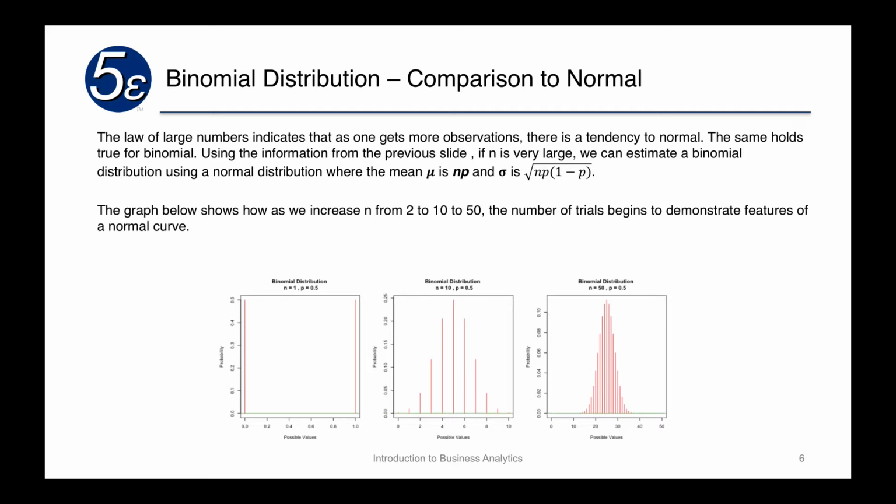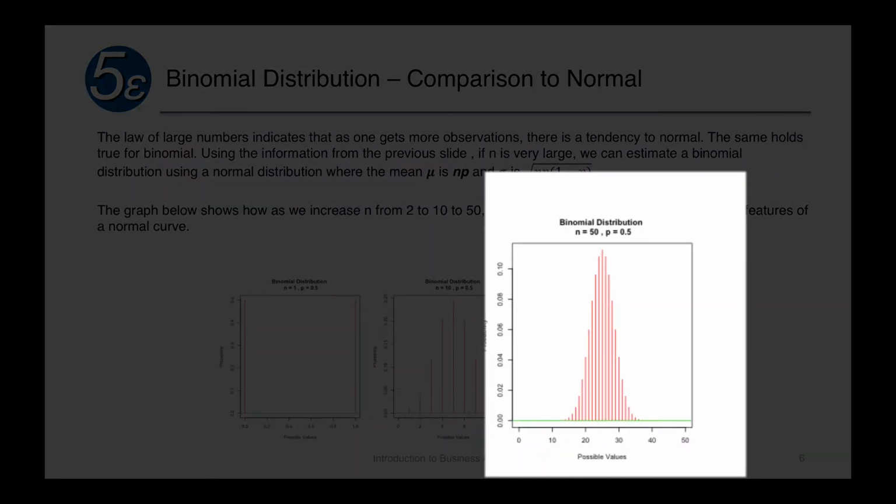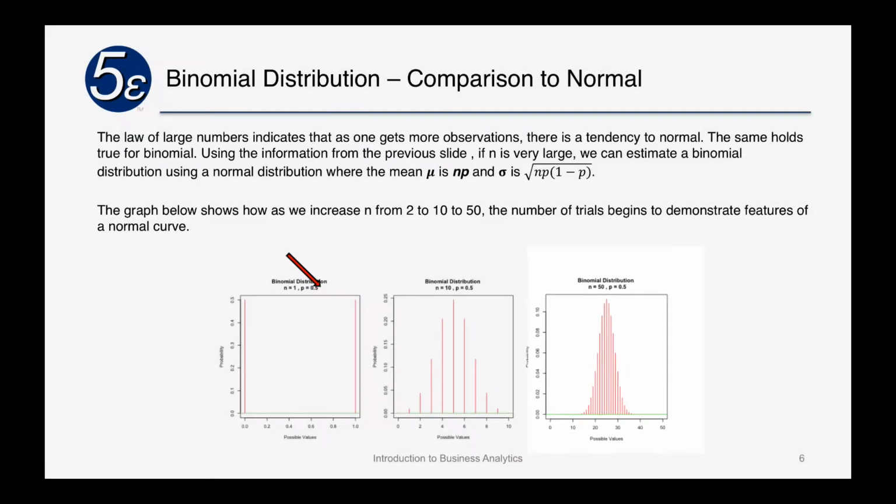Now, if n is very large, we can estimate the binomial distribution by using a normal distribution. And you can see that on the right side because we have n equals 50. What it begins to show us is the possible values of the number of successes. The graph below shows that as we increase n to 10, it starts showing the elements of a bell curve. And as we go to 50, it shows an even more pronounced bell curve. So we can approximate our binomial using a standard normal distribution where mu is n times p as the expected value, and sigma, or the standard deviation, is the square root of n times p times 1 minus p.